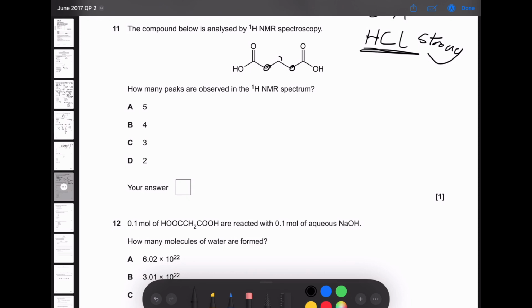So we've got two here and here. That's going to share a peak, so we'll call that 2 and 2. This has no hydrogens in it at all because all 4 bonds are there. And then we've got one here and one here that are symmetrical, so that's 3. And 3 is answer C.